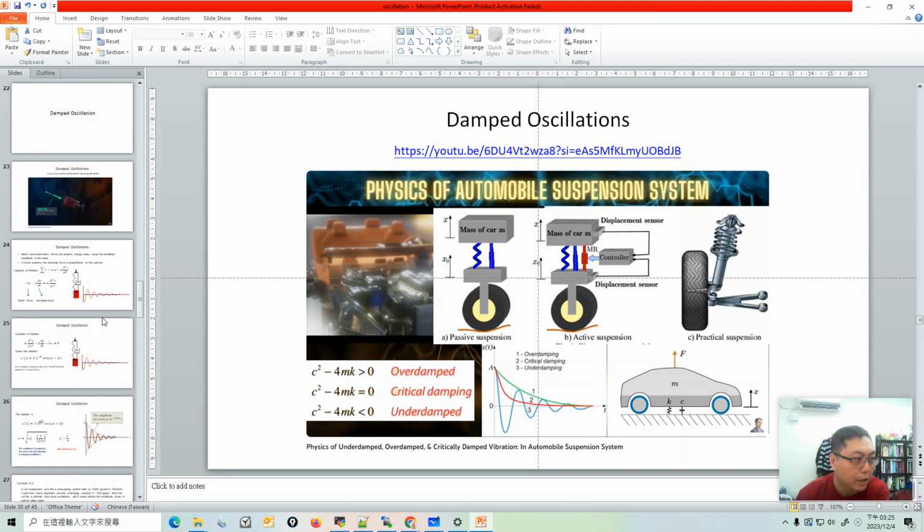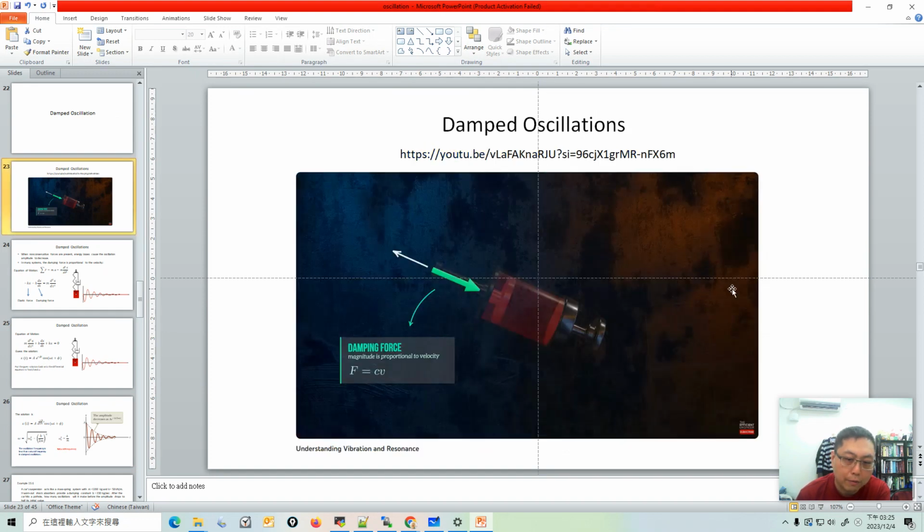So we need a damper, and there is a very simple demonstration of the damper in this video. You can look at this video. I think it demonstrates the damper device very clearly. In a damper we often put some viscous fluid, and there is a piston immersed in the viscous fluid. It's a very simple device, but it can dampen your oscillation.